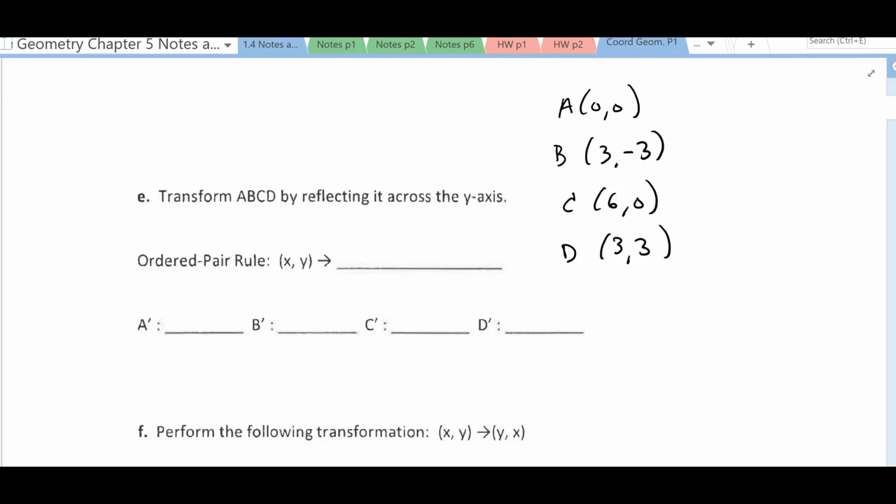Alright, so this is part 2 of our video. We're just continuing on the next page of our videos with part E of our example. And we want to transform ABCD by reflecting it across the y-axis.